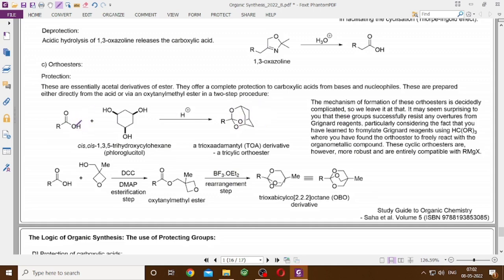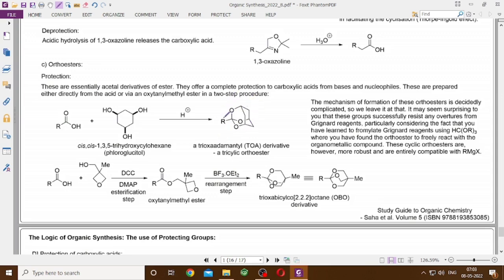They protect the OH, they protect the carbonyl. They are no longer susceptible to any sort of nucleophilic attack. That may come as a surprise to some of you who remember the organometallic chemistry, where organometallic reagents were reacting with orthoesters. So these orthoester protections, how come they are not reacting with Grignard reagents? These orthoester protections, they are not reacting with the Grignard reagents. No, they are very robust.